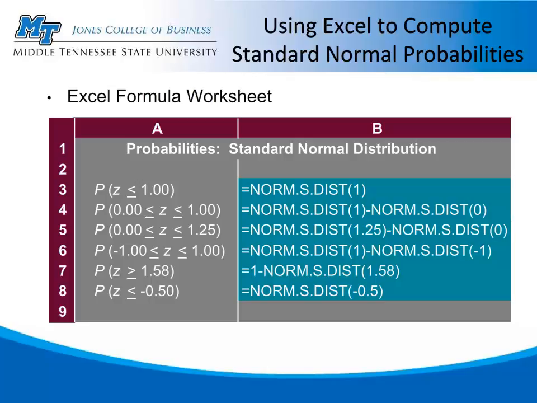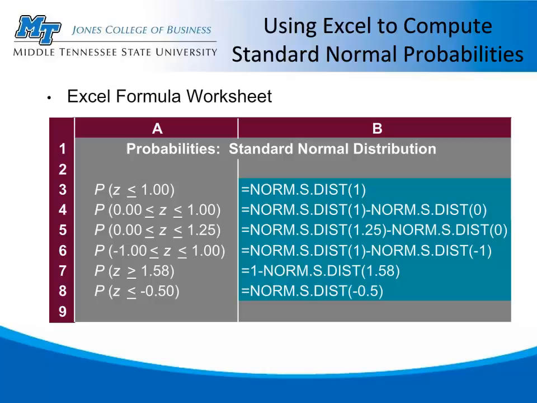The one that's in A5, we're getting the probability that it's between 0 and 1.25, that the z value is somewhere in that range. So you take the probability that it's less than or equal to 1.25 and then take off the part that's less than or equal to 0. And that'll give you the part that's in that range. But if you draw the picture, you can see it.